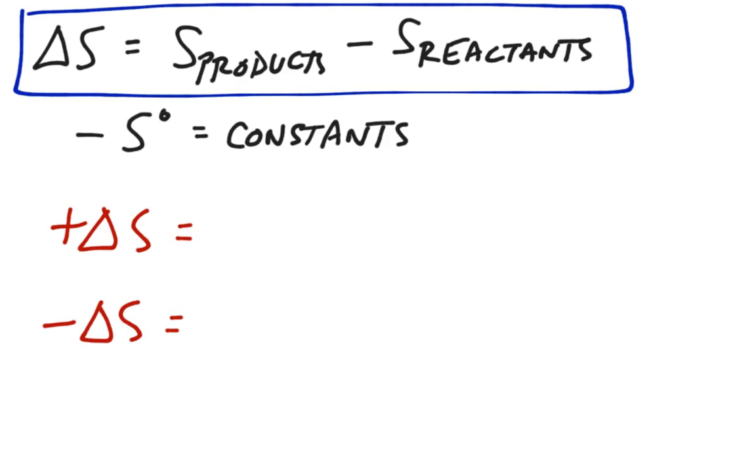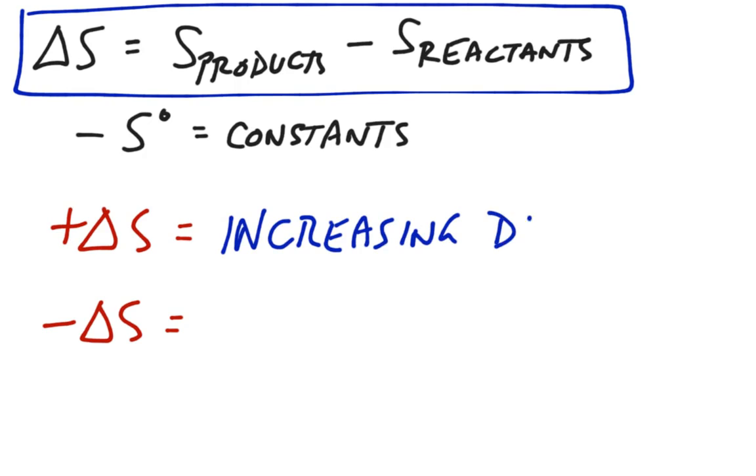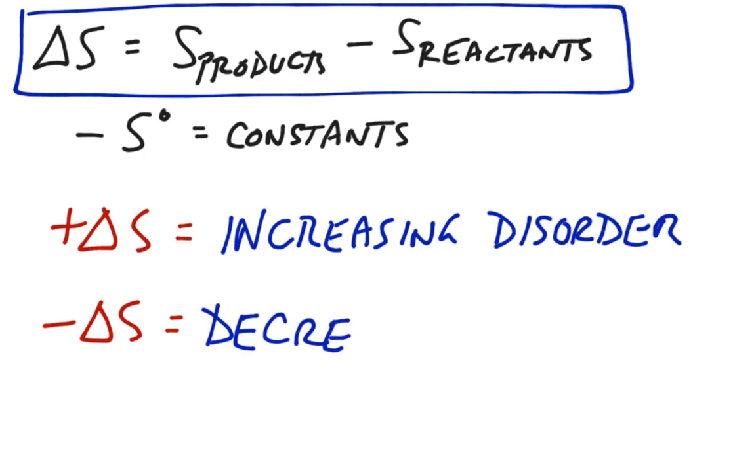A value obtained from this of a positive delta S means that we're going to be increasing our disorder. Another way of thinking about this is we're becoming less ordered. More disorder equals less order in organization. The opposite is true of a negative delta S. A negative delta S would show us that we are decreasing our entropy.